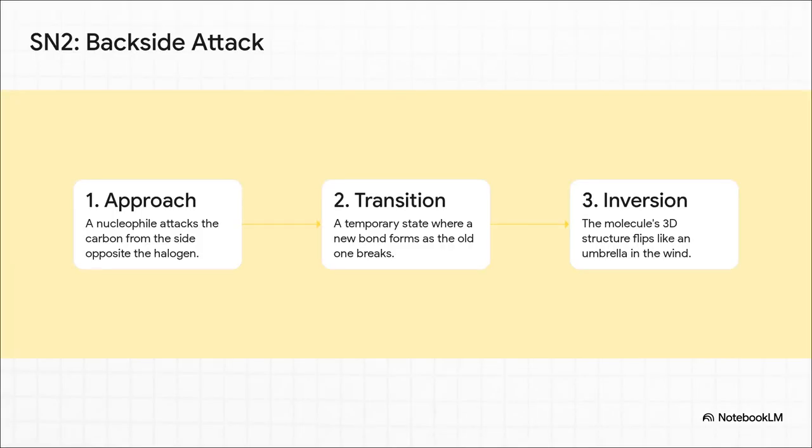Let's break down that one-shot attack, the SN2. You have an incoming group called a nucleophile that attacks the main carbon atom, but it does it from the backside, the exact opposite side of where the halogen is sitting. It all happens in one smooth, coordinated motion. As that new bond is forming, the old one is breaking, and it forces the whole molecule to flip inside out. It's famously called a Walden inversion.